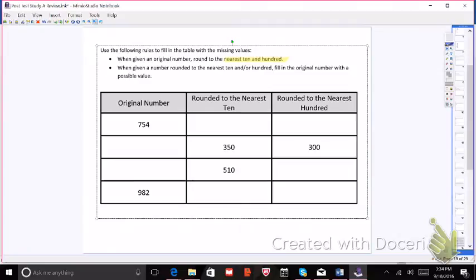So I know that if it's rounded to the nearest 10, it has to end in a 0, because 10s end in zeros. If it's rounded to the nearest 100, it needs to end in a double 0, because hundreds have double zeros.